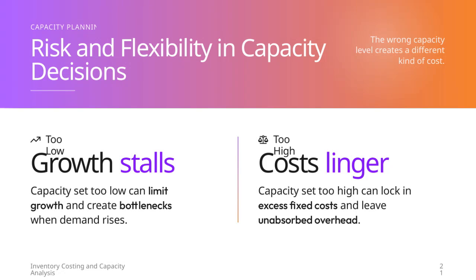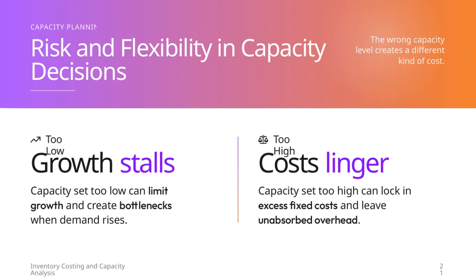When capacity is set too low, it can seriously limit growth and create bottlenecks when demand increases. This means we might miss out on potential sales or efficiency because we simply can't keep up. On the other hand, setting capacity too high isn't ideal either. It locks in excess fixed costs, leading to lingering expenses that aren't fully absorbed, which impacts profitability.